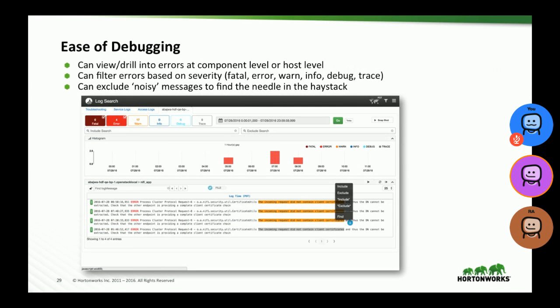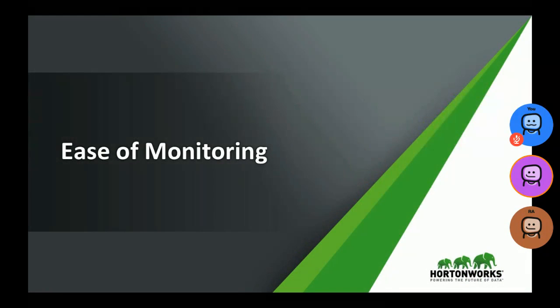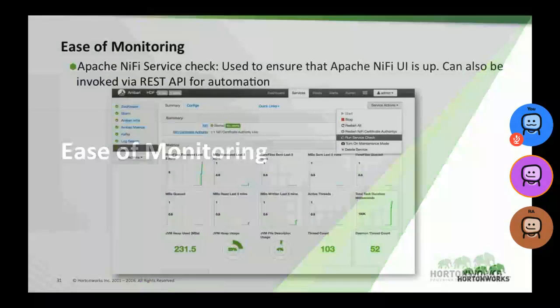The other nice thing is that you can filter out errors. So if there's an error that keeps repeating in your logs, you can highlight it and right-click on it and say exclude, and then it makes it a lot easier to find the needle in the haystack when you're looking in the logs for errors. So we're going to see that in the demo coming up.